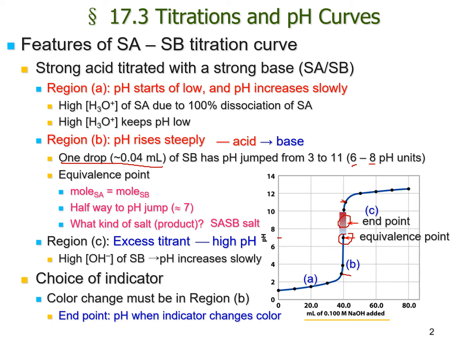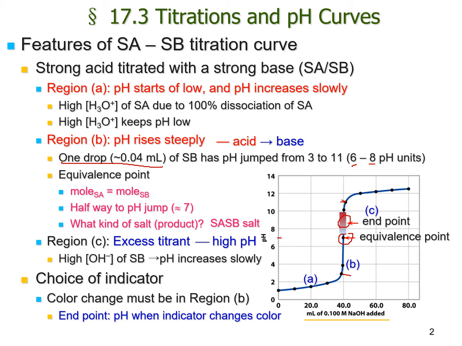So this is basically the features of a strong acid, strong base titration, or we said strong acid titrated by the strong base. First, pH starts off low, going up slowly. And when we see the big jump, usually we experience the pH jump from 6 to 8 units. That's what happens between strong acid and strong base, caused by, of course, only one drop of a titrant.